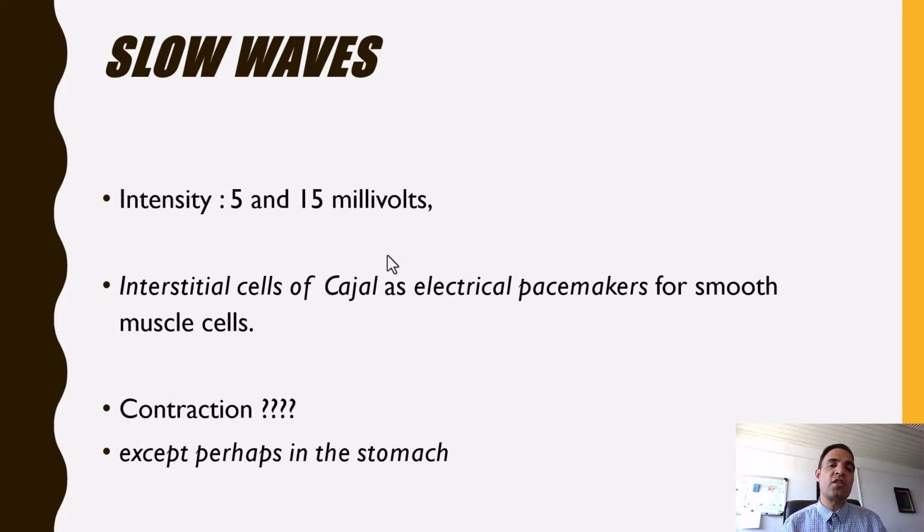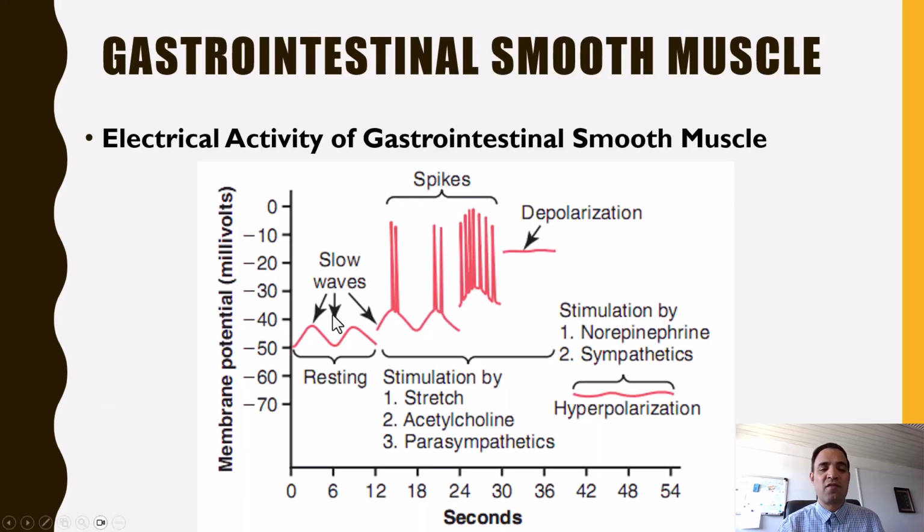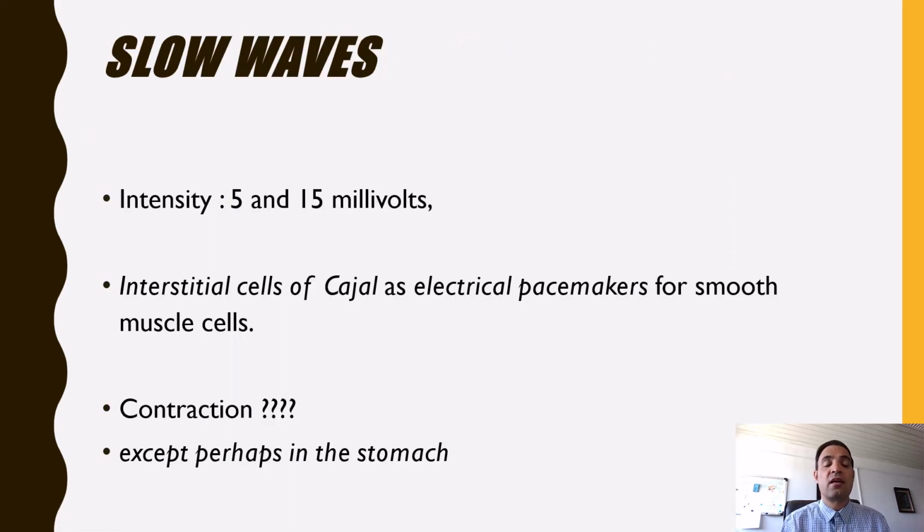Slow waves that are generated in the smooth muscle of the GI system do not have enough intensity to generate action potential themselves. I told you normally, unless the time that they are stimulated by some external factor. Originally, at the resting situation, they have about 5 to 15 millivolts of magnitude and intensity. Therefore, you can see that they do not generate any contraction.